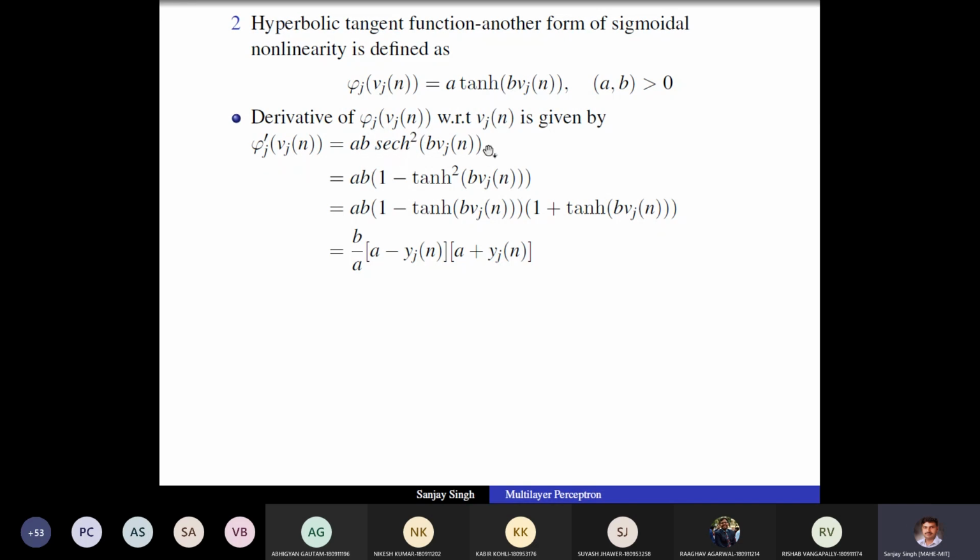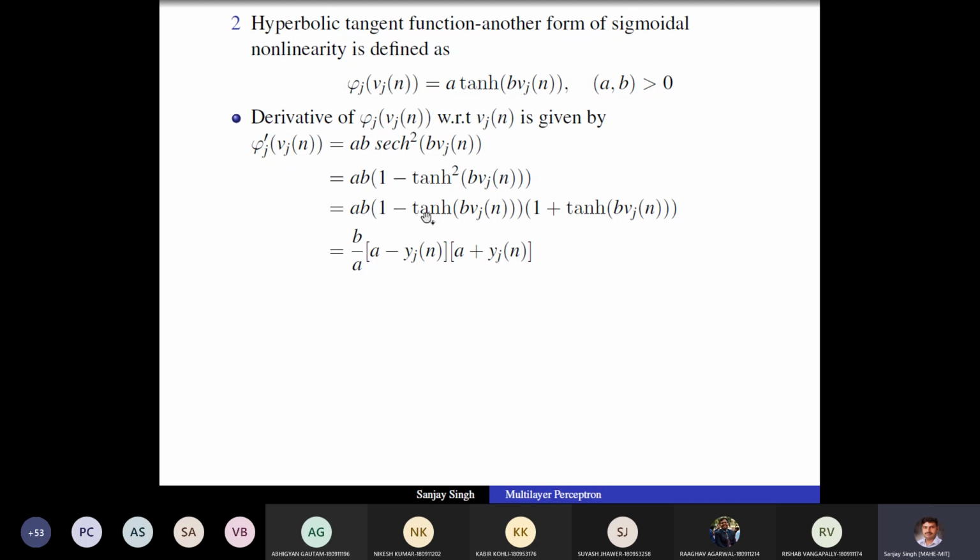Sech hyperbolic square vj. We know that sech square theta plus tanh square theta equals 1. All these things are there. By substituting all those things, we get this here. Why are we substituting that? Because I want to write it in terms of phi only. So now this is 1 minus tanh hyperbolic square, so 1 minus tanh into 1 plus tanh. And now we know that phi j is nothing but yj.